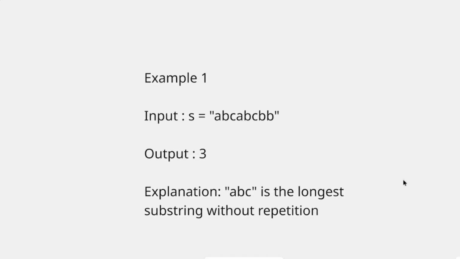Here's example 1. In example 1 we have ABCABCBB. Our output is 3, and do you know why? It should be a continuous substring, right? So here ABC is a continuous substring, and ABC contains distinct characters, but BB is not, right? So that's why we have a total count of 3.